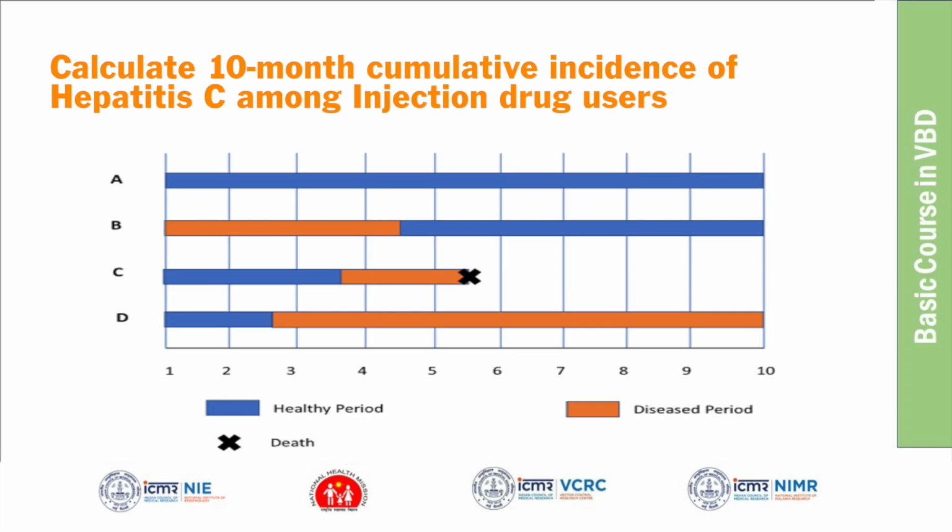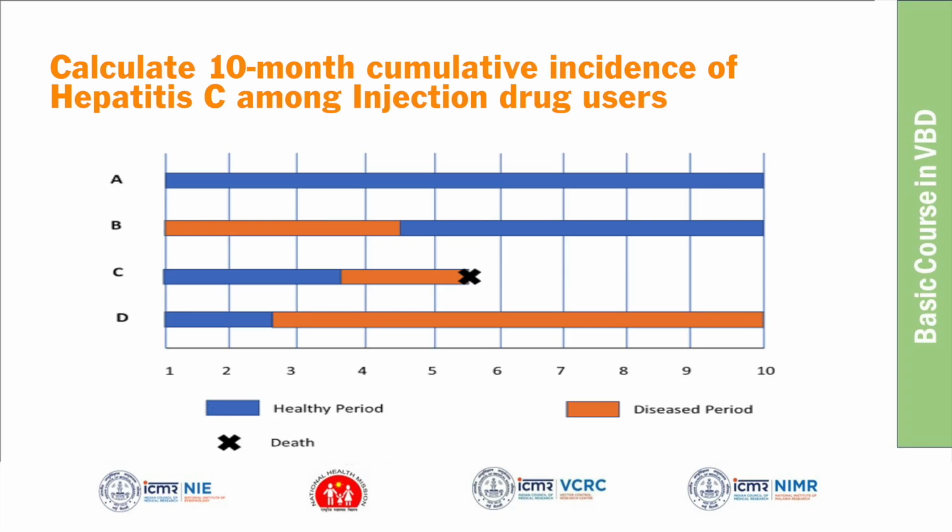The numerator is how many people developed the disease during the study period. So C has developed the disease at approximately 3.5 months. D has developed the disease at approximately 2.5 months. So the numerator is 2, and the denominator is 3. I appreciate the person who wrote 2 by 4.